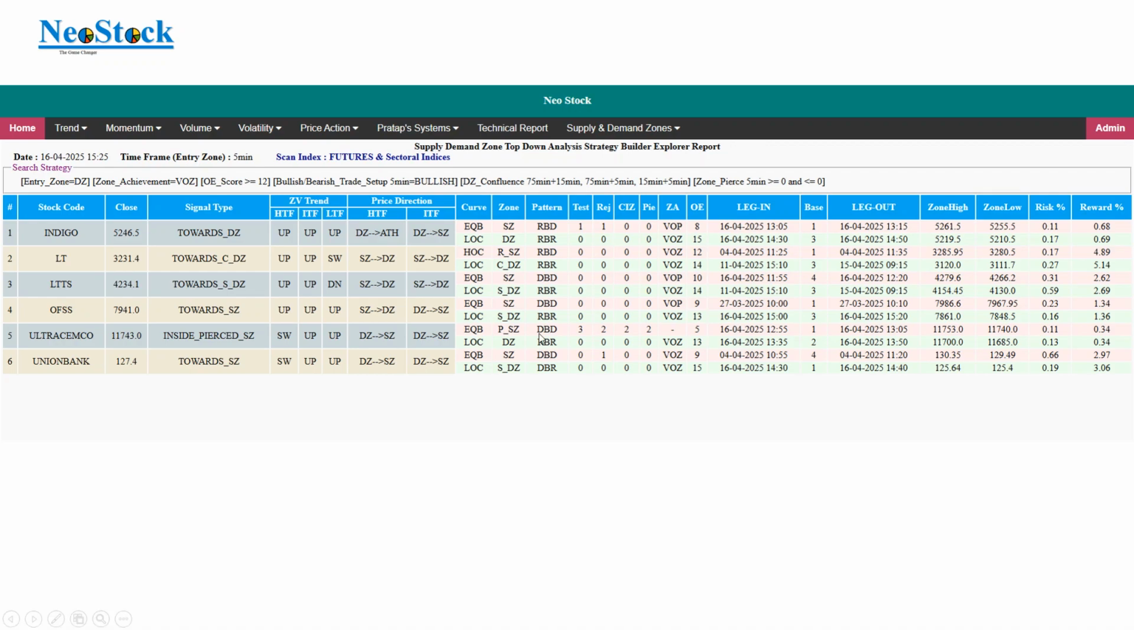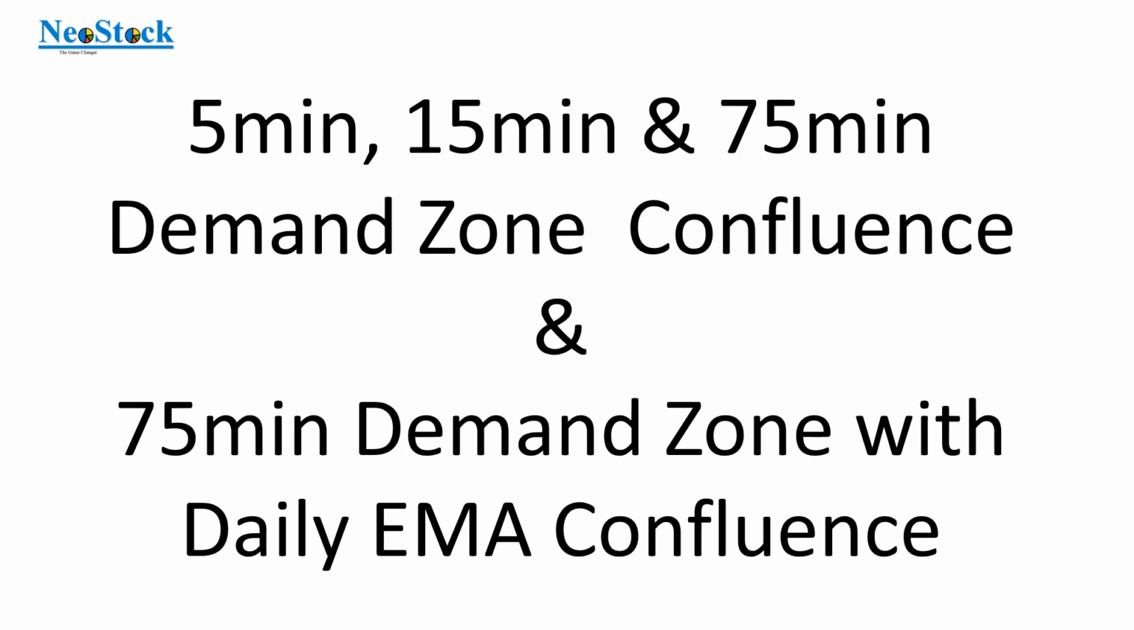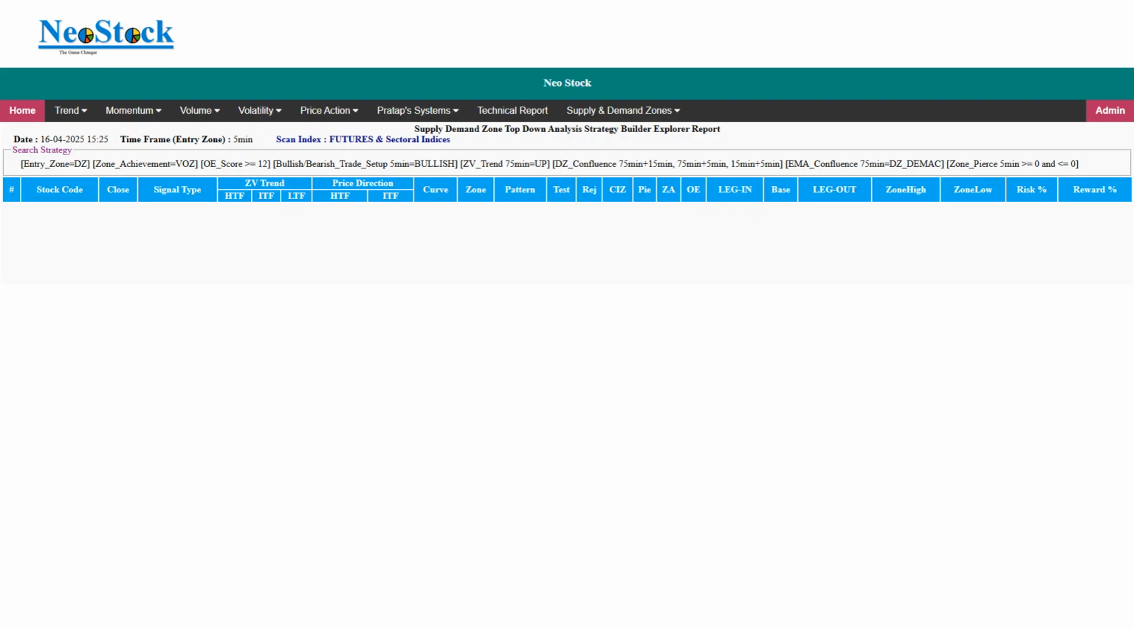And 75 minutes trend is up in 4 stocks. In these 4 stocks, let us verify if any 75 minutes demand zones are having daily EMA confluence. No stocks are filtered. See, 75 minutes demand zone with daily EMA confluence filter we added, so we did not get any stocks.